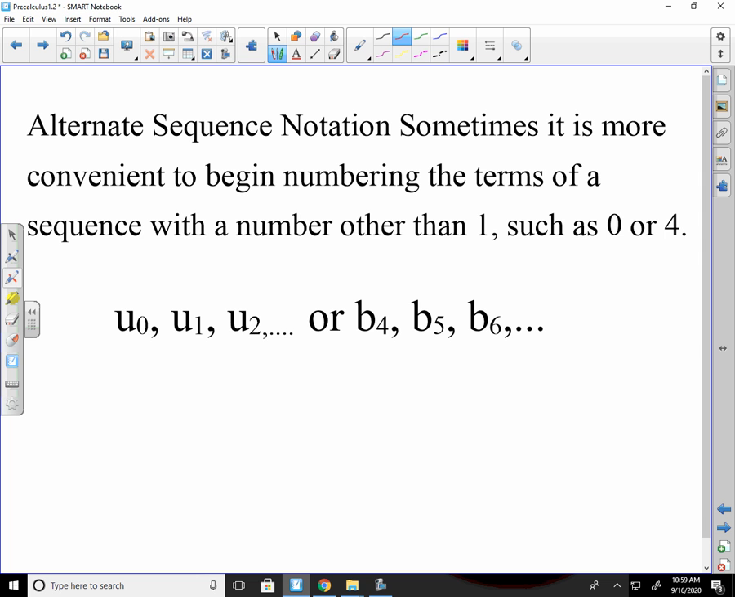That takes us to the alternate sequence notation. Sometimes it's going to be more convenient to begin numbering the terms of a sequence with a number other than 1, such as 0, or sometimes you even want to start with a number like 4. Simply based on what we're looking for and how it starts. If we look at this word problem coming up here, and again, I'm rushing because you're not in the classroom, which means that you can just pause this at any time.